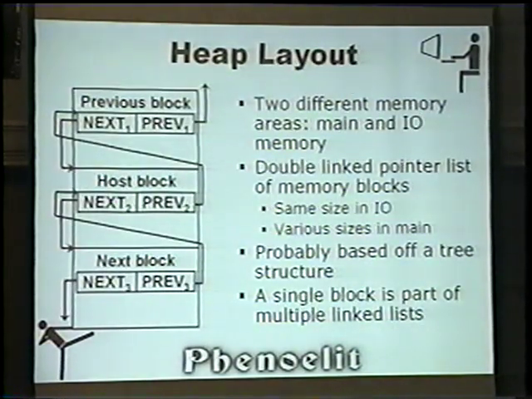So how does the heap actually look? The heap on IOS is a linked list of memory blocks. They're linked together. There are actually two different kinds of memory. One is called the main memory. It's pretty much for processing. You have the IOS sitting there, some buffers, input buffers, and the stuff for processing the console, stuff like that.